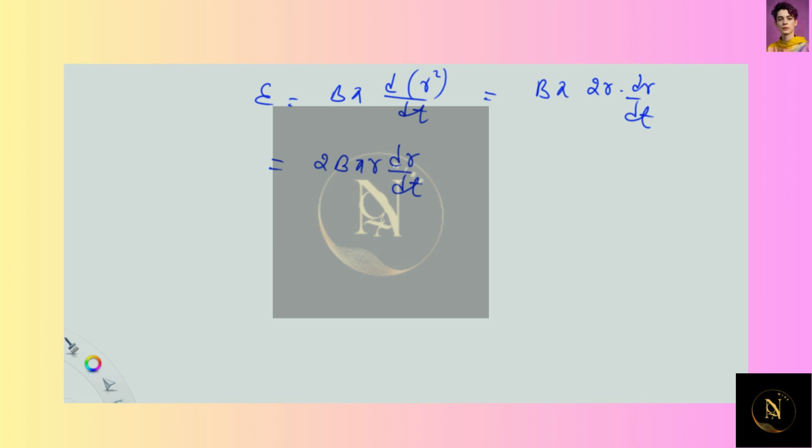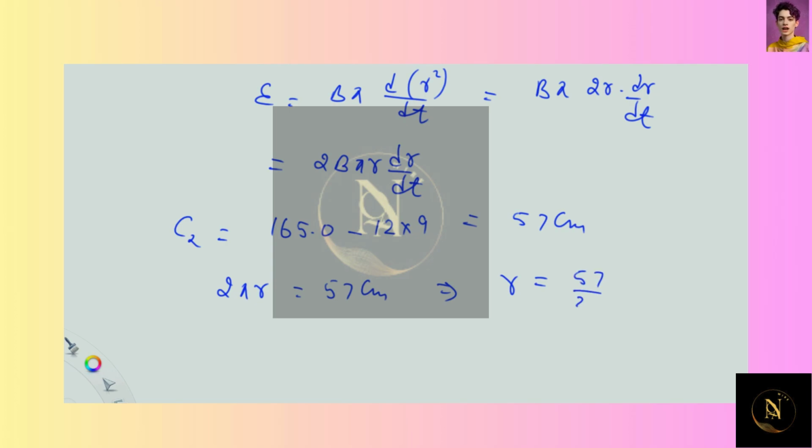Now C2, the circumference after 9 seconds, will be given by the initial circumference 165.0 minus the reduction in circumference, 12 multiplied by 9. So it comes out to be equal to 57 centimeter, meaning 2 pi r is equal to 57 centimeter, meaning the radius now is given by 57 by 2 pi centimeter.